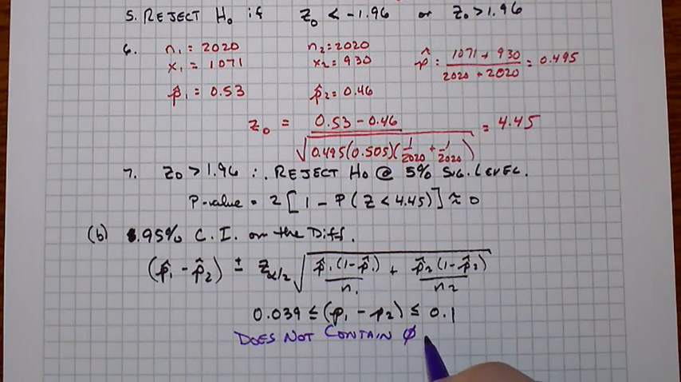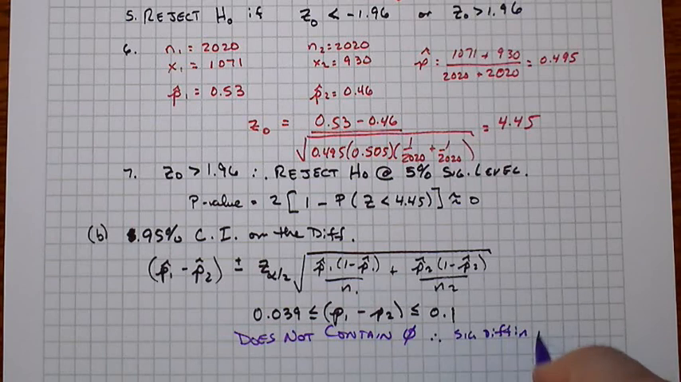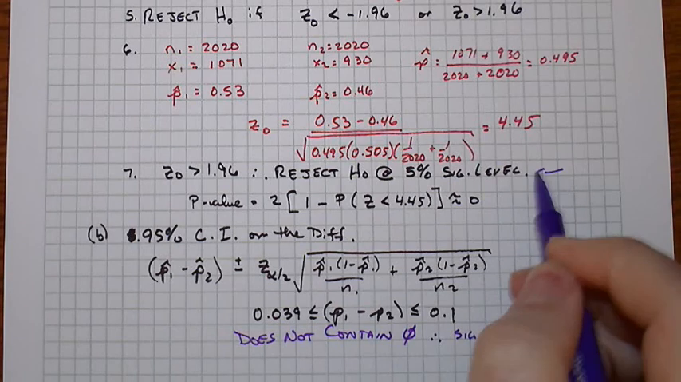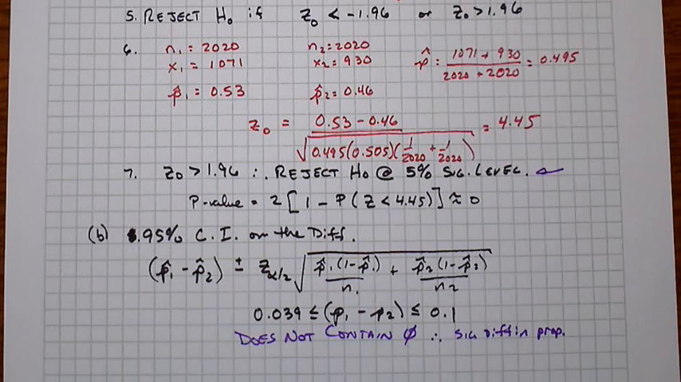And so therefore, based on the confidence interval, we would conclude that there's a significant difference in the proportions. We'd also conclude that, of course, up here as well, that there's a significant difference. So we have two different tests, both of them concluding the same thing. Of course, there's a relationship between these two, but it's not always going to be exactly identical. So it's good to see that we have two different tests that give us the same kind of conclusion.